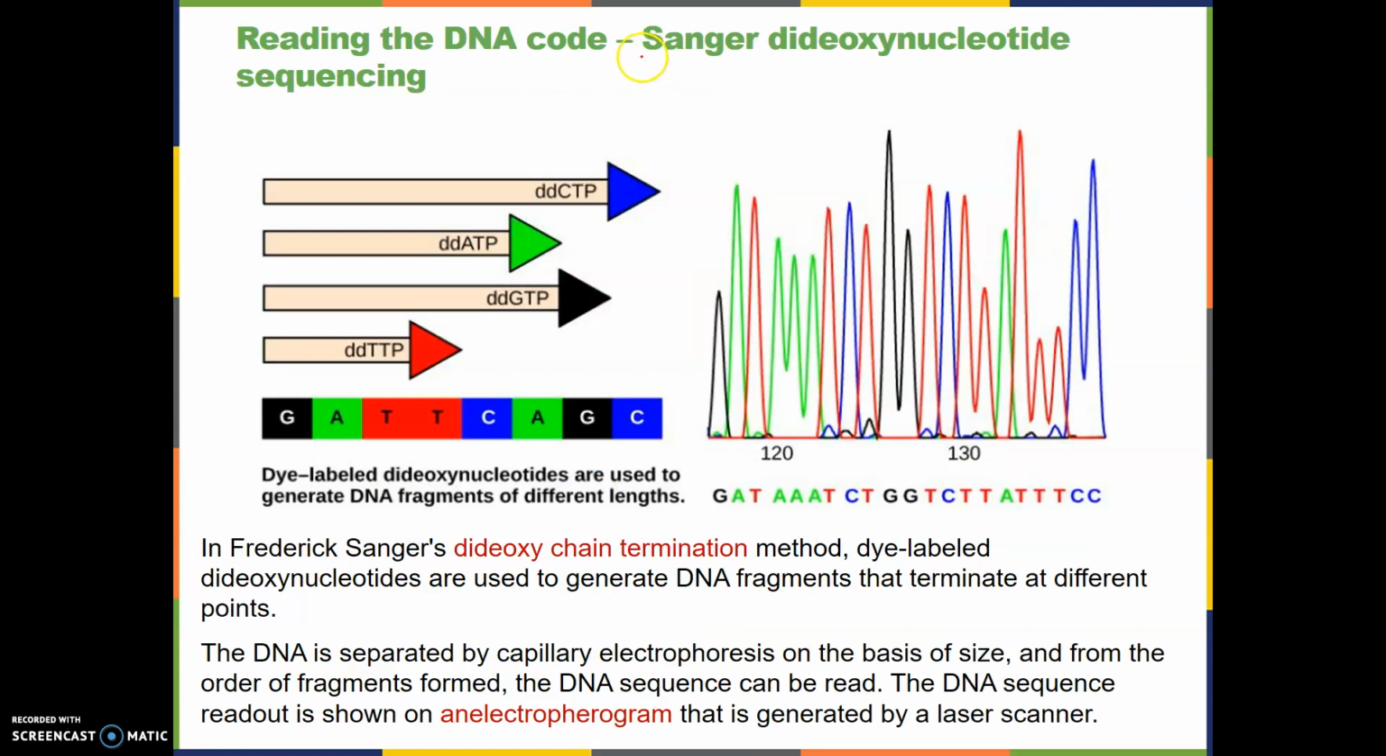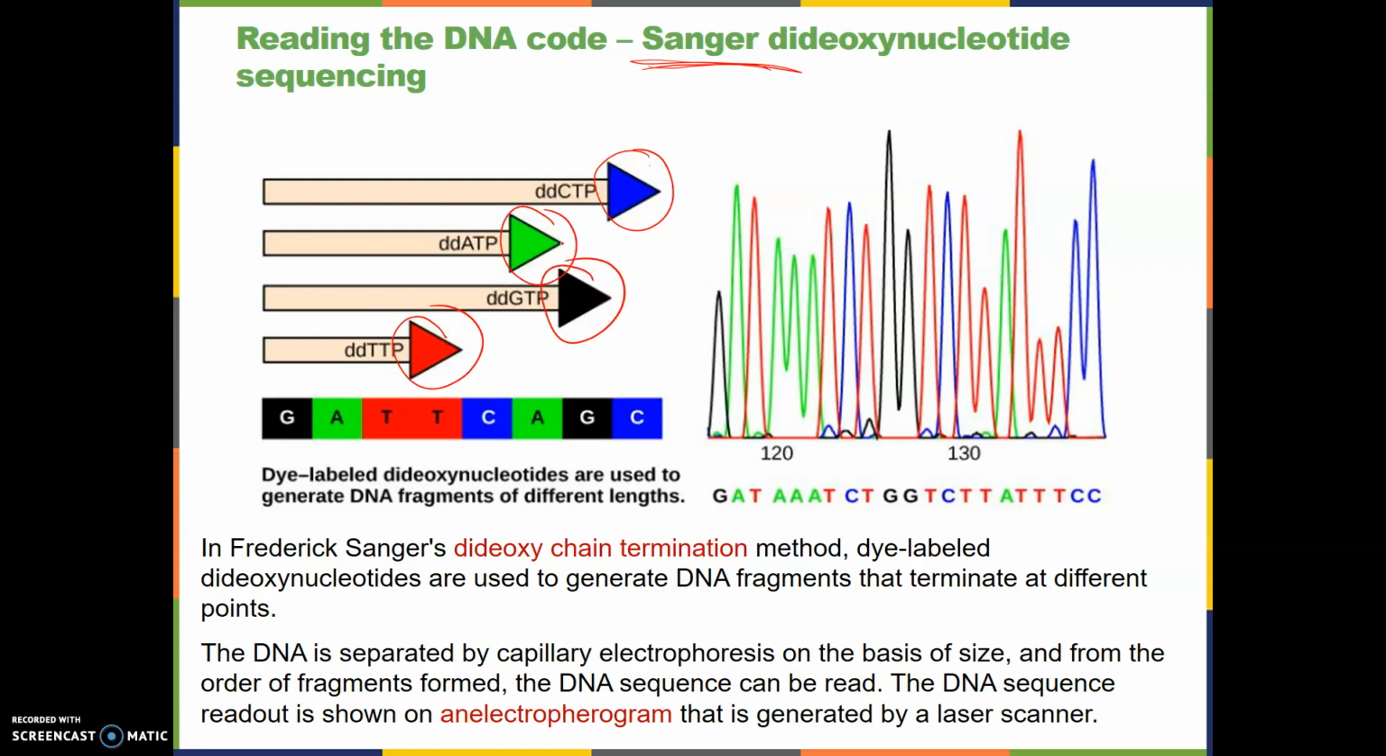This is an image trying to explain the Sanger method of sequencing DNA. Basically, there are dideoxynucleotides, which are used to generate DNA fragments of different lengths. And we know the nucleotide on the very end. So this one we know ended with a C, and this one ended with an A, and this one ended with a T, and this one ended with a G.